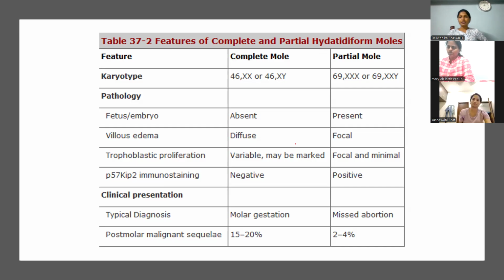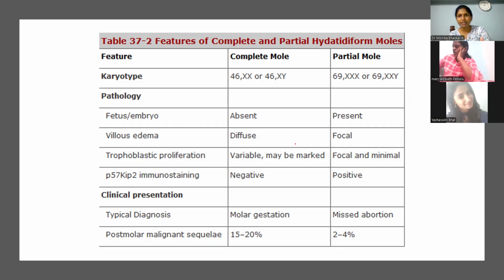Okay. So you have to understand the very important differences between a complete mole and a partial mole. I have almost told you, but this is like a revision. The karyotype in a complete mole, as I told you, is diploidy, so it could be either 46XX or 46XY. If it is a partial mole, it is triploidy, so it is 69XXX or 69XXY.